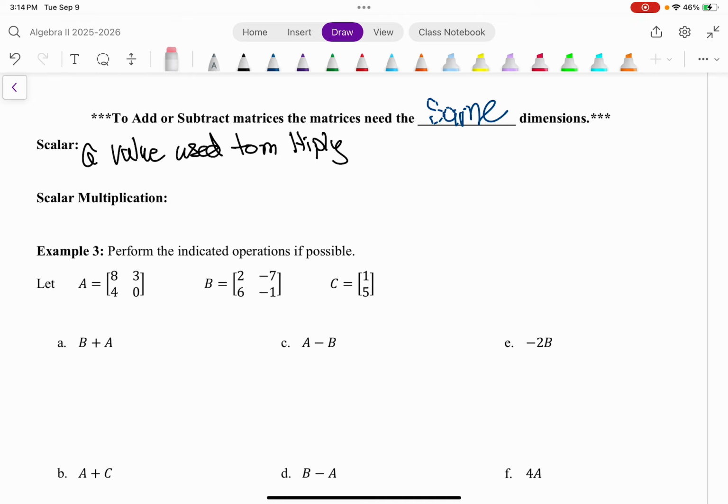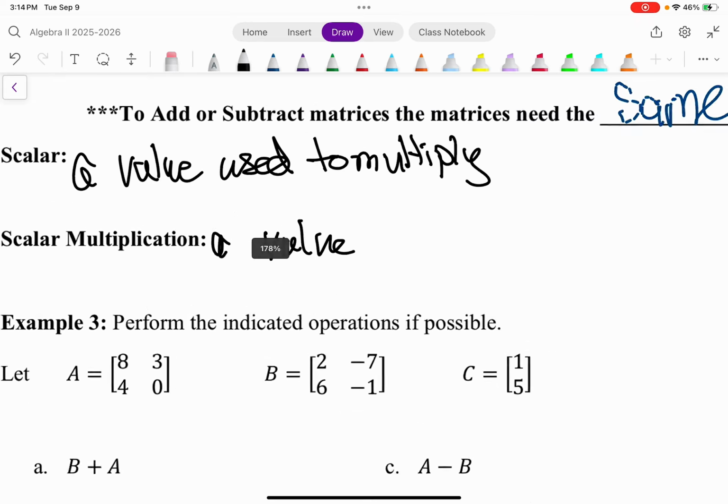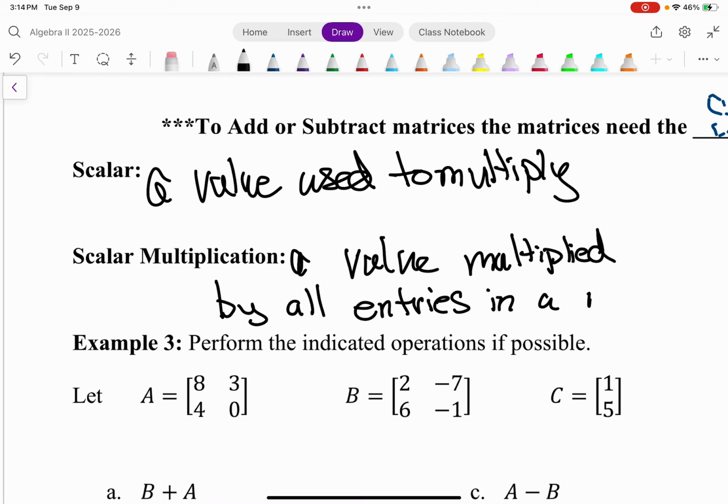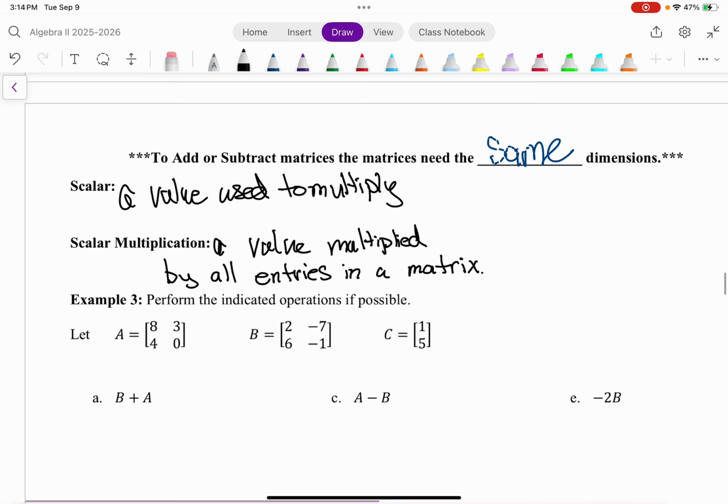Okay, and then our next one, we have scalar multiplication. With scalar multiplication and matrices, we are going to take a value and multiply it by all of the entries in the matrix. So a value multiplied by all the entries in a matrix. We're going to go over what that looks like with example 3.